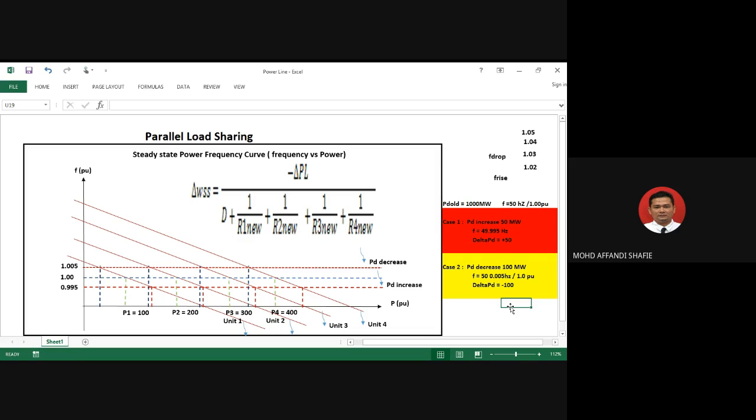Saya harap you faham yang ni sebenarnya. Maksud dia sekarang ni daripada steady state power frequency curve yang kita ada ni, banyak info yang kita boleh dapat. Yang penting info apa yang kita boleh dapat dalam ni sebenarnya. Yang you all perlu take note sebenarnya kat situ.